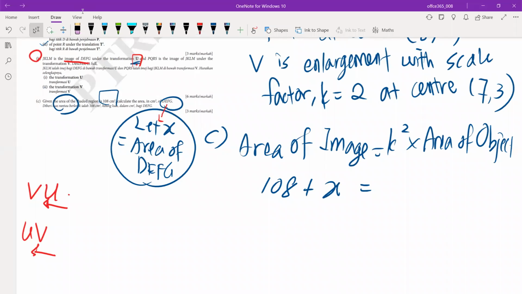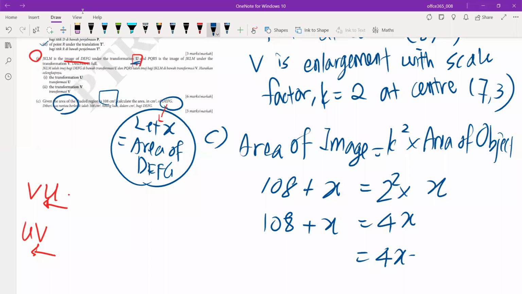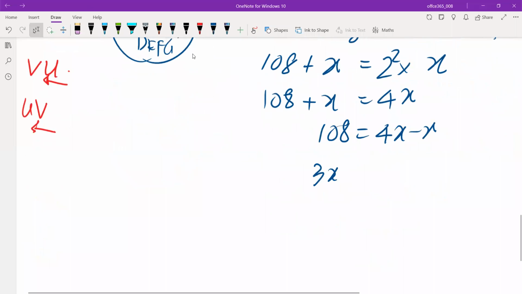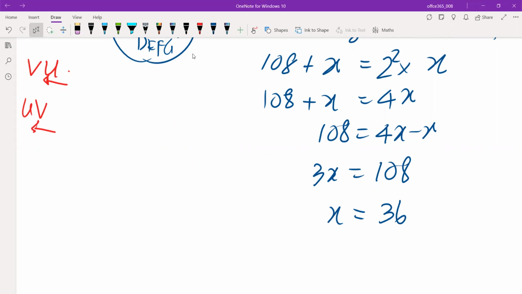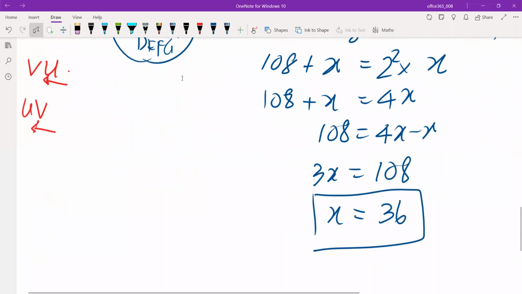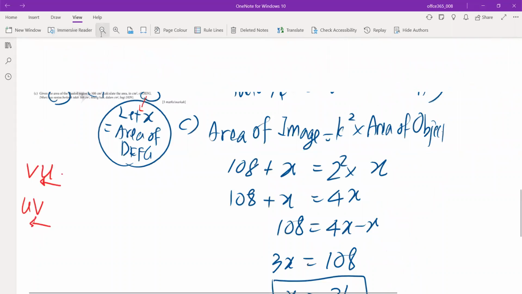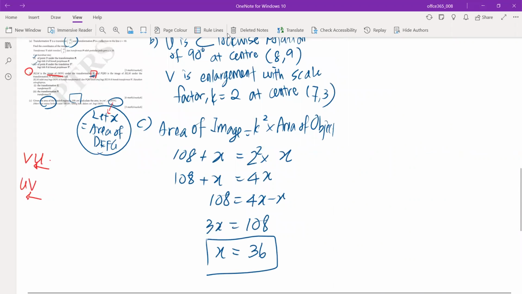Okay, now my question is, you know how to solve area of the image. So K is 2, you square times area of object, X. So your job is to find the X. So 3X equals to 108. X equals to 36. That will be your answer.